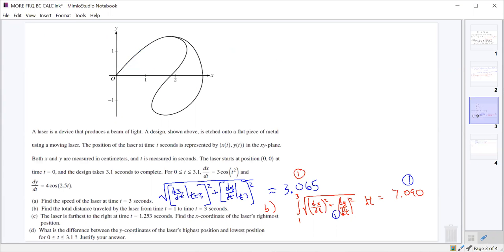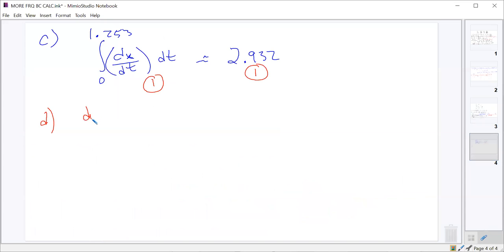And then part D, it says, what is the difference between the y coordinates of the laser's highest position and lowest position for t equals 0 to t equals 3.1? Well, in order to figure that out, we need to figure out at what t values it hits its highest position and its lowest position. And so the only time that it could do that is when dy dt, when the velocity in the y direction hits 0. So we will set dy dt equal to 0.